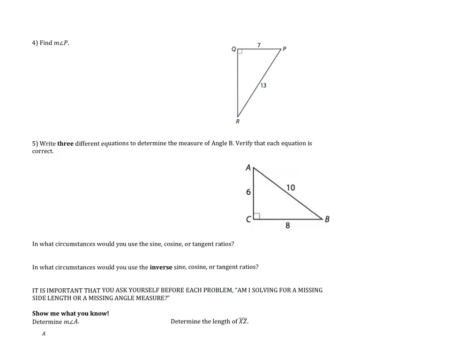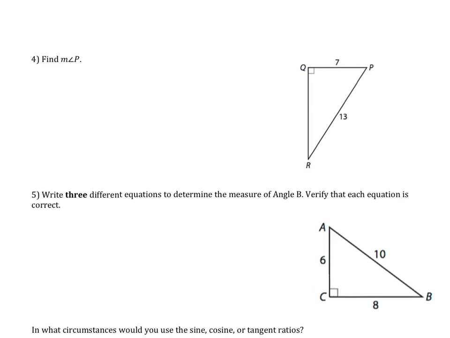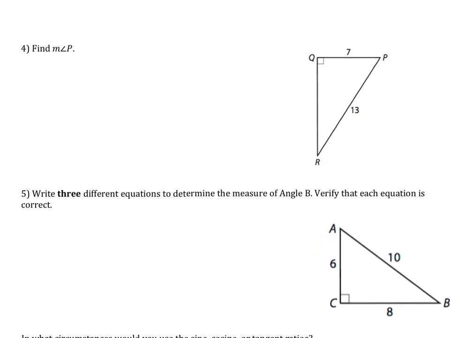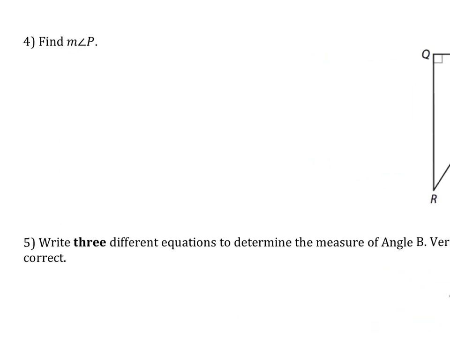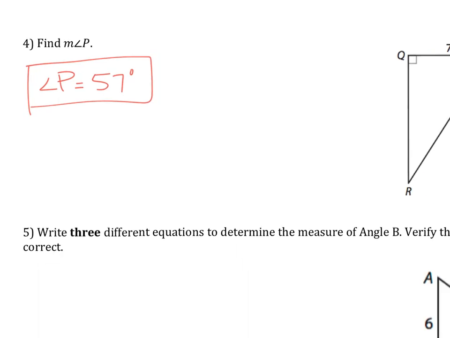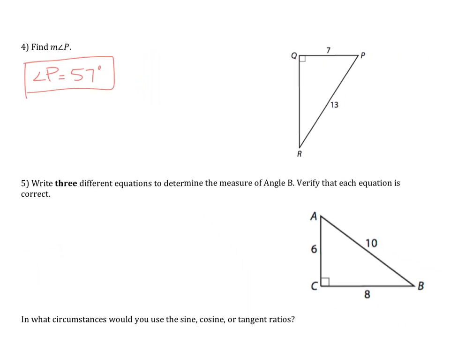Now on this second page, this one I'm going to have you do on your own. If you want to check your work, angle P will ultimately end up being 57 degrees. So try that. If you don't end up with it, please ask about it. But you should end up with 57 degrees. If you end up with that, you're good to go.